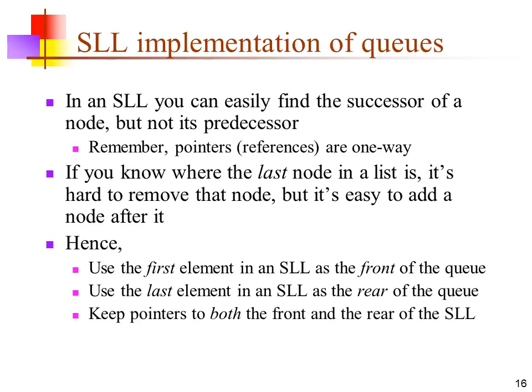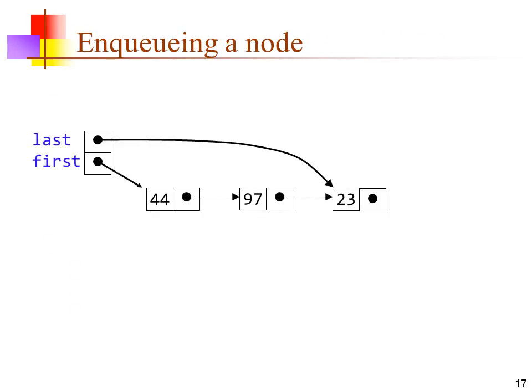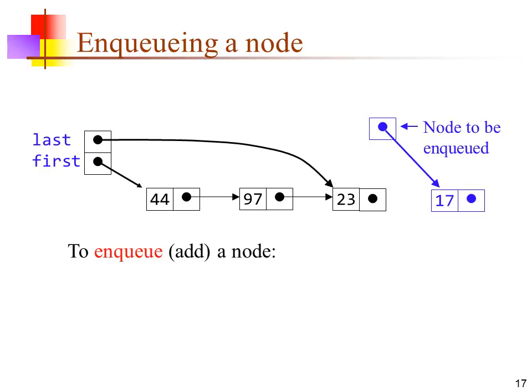In an SLL, that is in a single linked list, we can use the SLL. Now this is the representation. Enqueuing a node. Enqueuing is nothing but adding a node to the list. Presently the list has 3 elements: 44, 97 and 23. Now we are trying to add a new element 17, where the node 17 is supposed to appear after node 23.